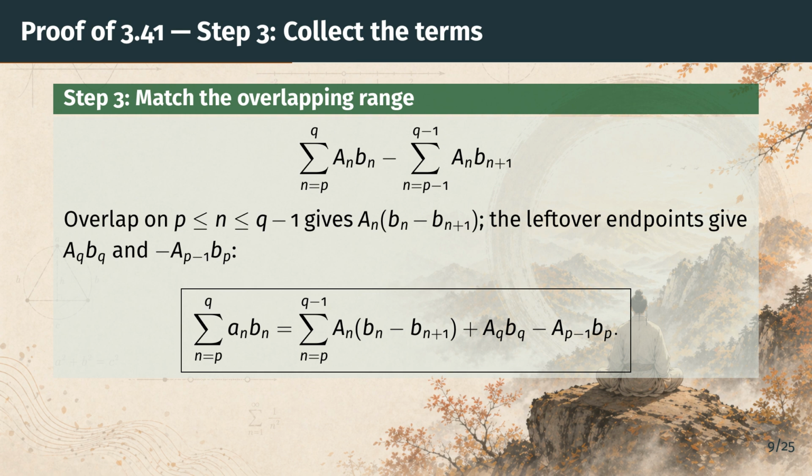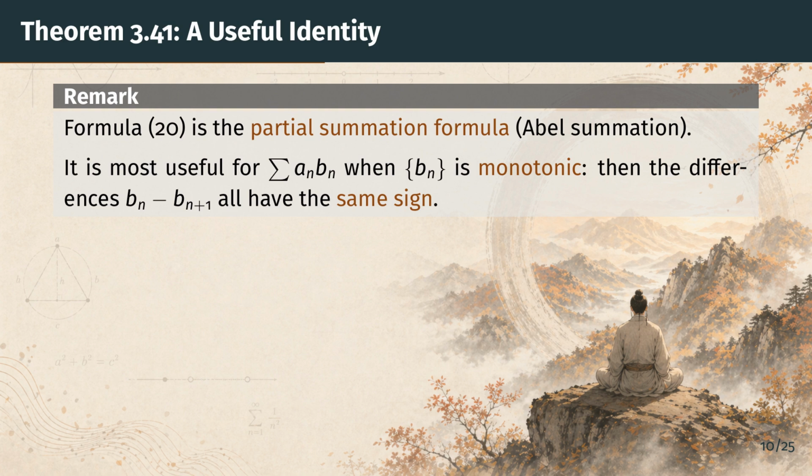Putting these together gives exactly equation 20, the boxed identity on the slide. The proof is complete. Before we use it, let's appreciate why this identity is the right tool. Formula 20 is called the partial summation formula, or Abel summation, after the mathematician Niels Abel.